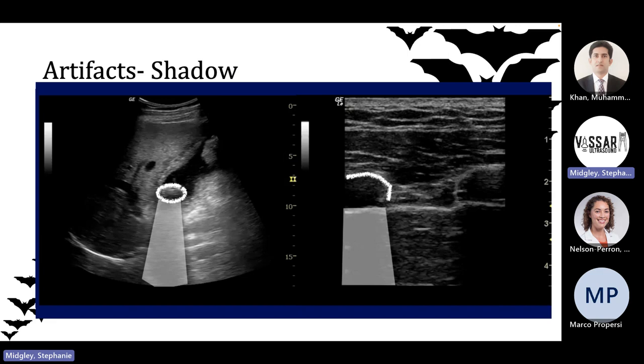And it's also a way to, if there's air, you're also going to get this thing. We call it dirty shadowing, where you get a gray shadow. So instead of black, which is usually bone or stone, if there's air, you're going to get gray shadows.